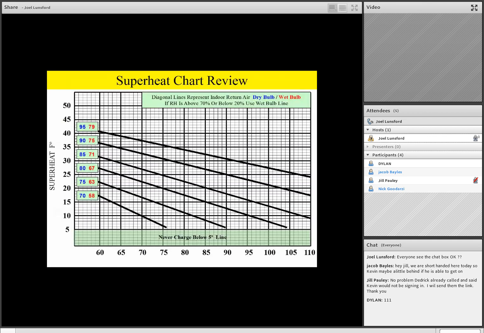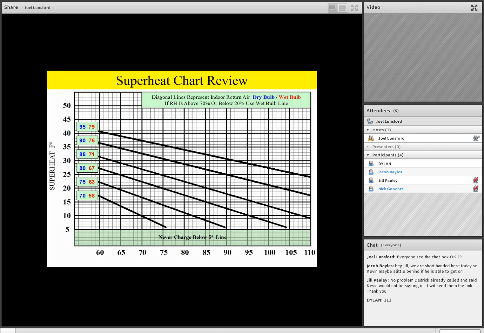The next thing we're going to talk a little bit about, team, is we're going to review. We did cover this chart in modules 1 and 2, but let's review it real quick for today just to make sure everybody's squared away. As you're taking a look at the superheat chart in your handout, you'll notice in the upper part of the chart it says the diagonal lines represent indoor return air temperature. All the blue numbers are dry bulb numbers, and all the red numbers are wet bulb numbers. Those blocks are associated with a diagonal line.